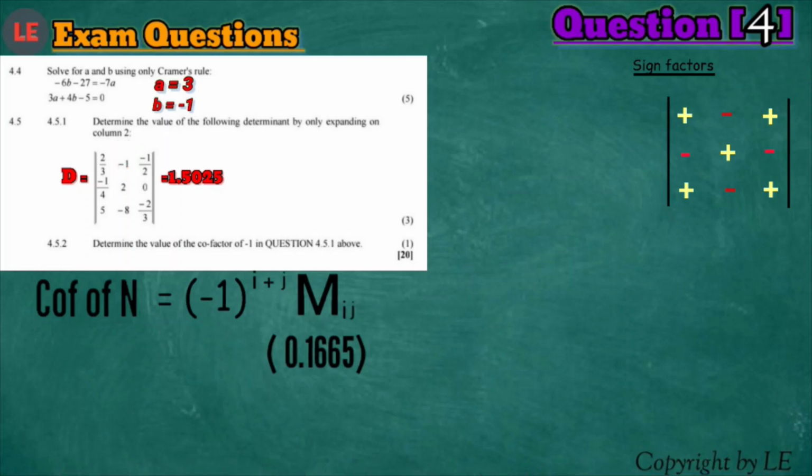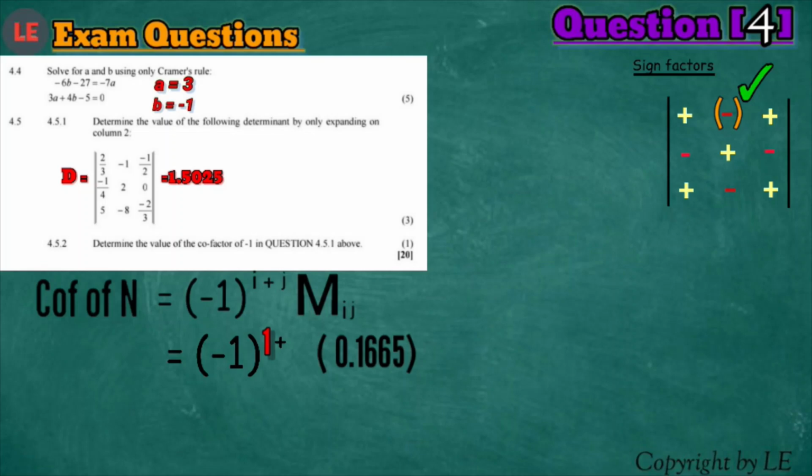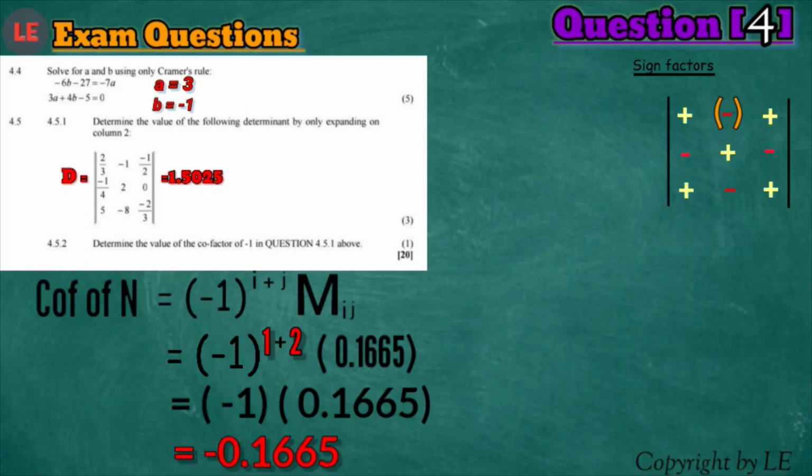Then, the sign factor: you may take this negative here and put it here as negative 1 for the sign factor, but let us find this negative 1 in this way. This element is in row 1 and column 2, which gives a power of 3, that turns the whole of this term to be negative 1 still. Then we say negative 1 times 0.665, which gets us a value for the cofactor of this negative 1 to be negative 0.665. This negative 0.665 is the answer for 4.5.2.